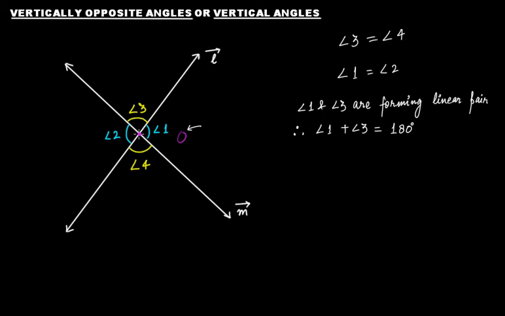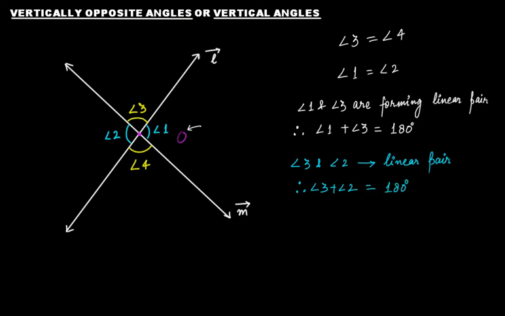Now, similarly, focus on angle 3 and angle 2. Same thing here. This line L and this line M, this angle 3 and angle 2 are forming what? Angle 3 and angle 2 are also forming a linear pair, right? Since they are forming a linear pair, it means that if you add these two angles, it will be equal to 180 degrees.